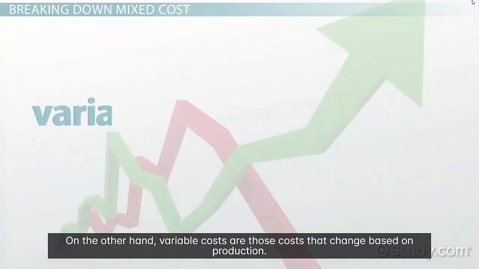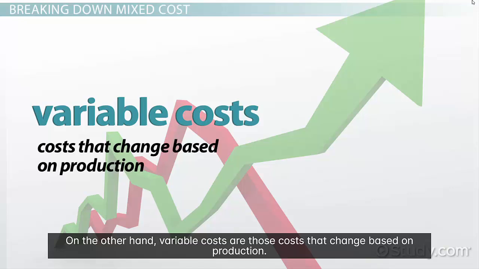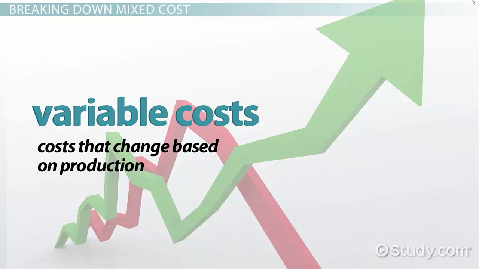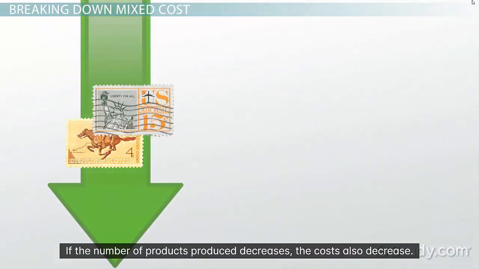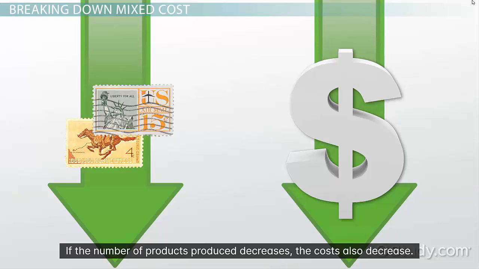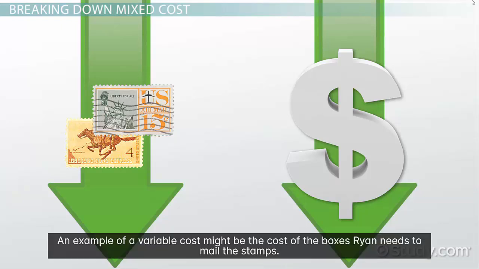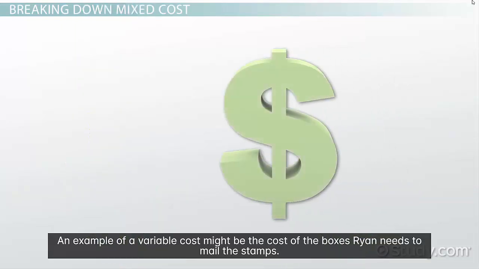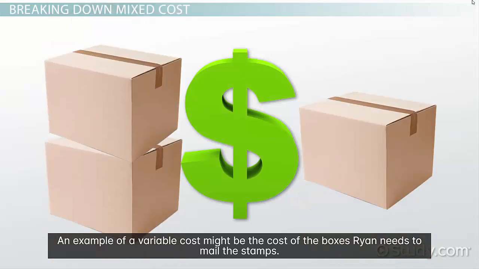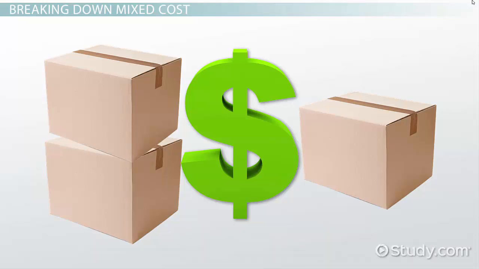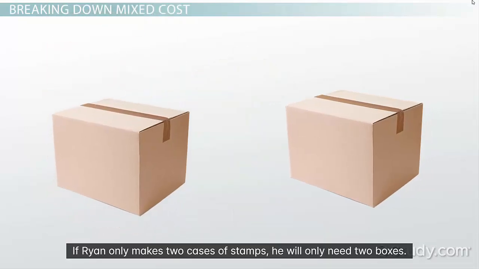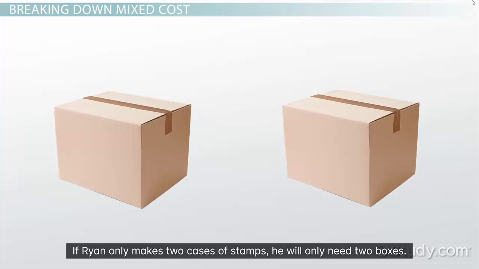On the other hand, variable costs are those costs that change based on production. As the number of products a company makes increases, the costs increase as well. If the number of products produced decreases, the costs also decrease. An example of a variable cost might be the cost of the boxes Ryan needs to mail the stamps. If Ryan makes 100 cases of stamps, he will need 100 boxes to mail out those stamps. If Ryan only makes 2 cases of stamps, he will only need 2 boxes.